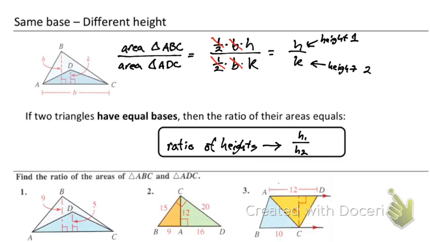For the ratio of heights, could you also just say h over k? You could absolutely say h over k. However you want to put in your notes. These are your notes, whatever makes sense to you.